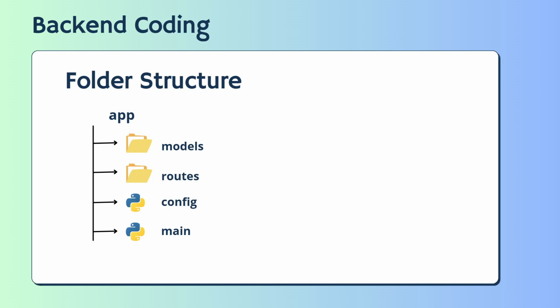The folder structure is divided into two, namely models as table file storage and routes as the backend router storage. The config file is used for the connection process to the MongoDB database. The main file is where we call the function from FastAPI.